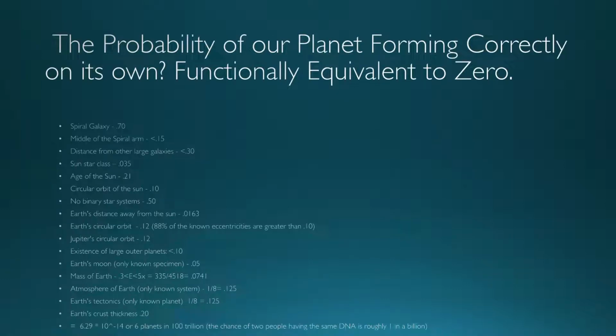So, what's the chances of all of these things happening? It's functionally equivalent to 0, okay? You have to have a spiral galaxy. You have to be in the middle of a spiral arm. You have to have the right distance from other large galaxies. You have to be around the right star's sun class. You have to be in the right age of that sun. You have to have a circular orbit of less than 10%.